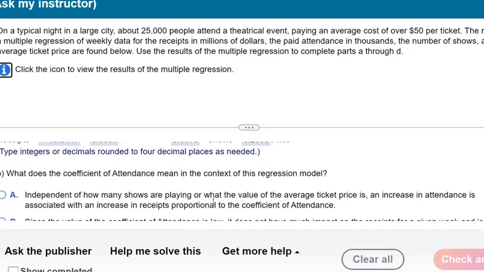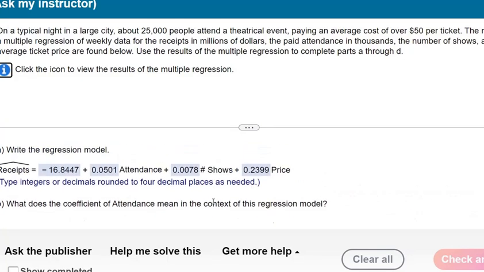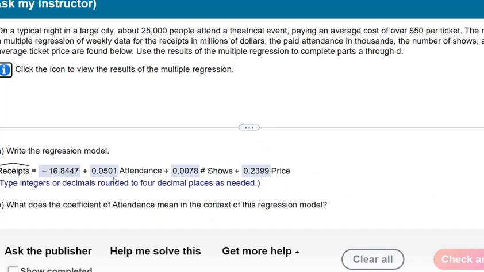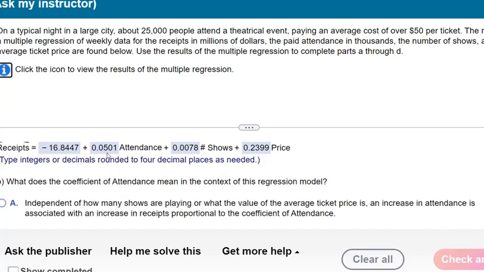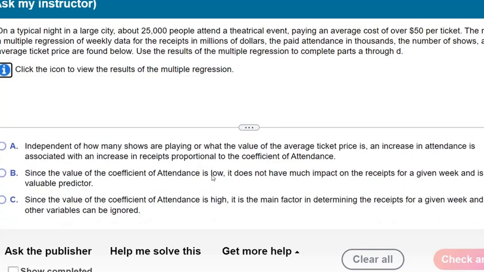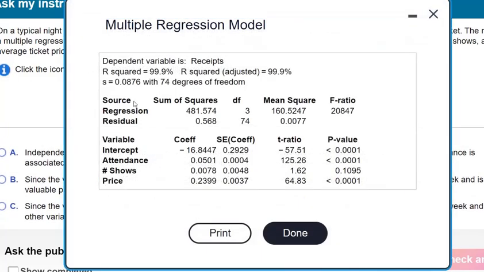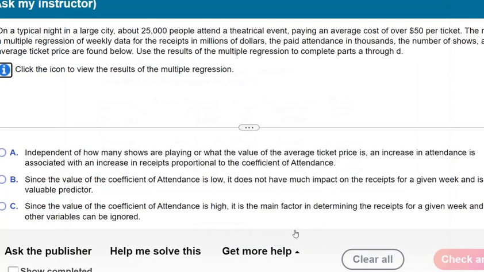Okay, so part B is talking about interpreting the slope of specifically the attendance. So 0.0501, and that's low, but if you look at your results, it was statistically significant. So with such a low p-value, we're really confident that attendance has something to do with receipts. Even though it's low, it is still having an impact. Even though the slope is not very far off from zero, it's still statistically significant. So you don't want to choose either of those two options.